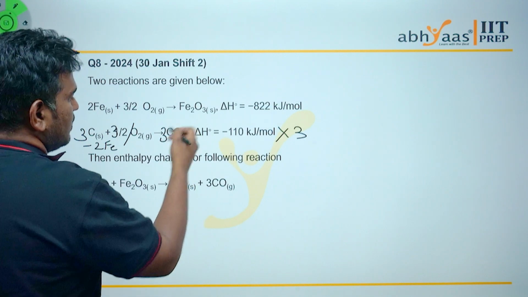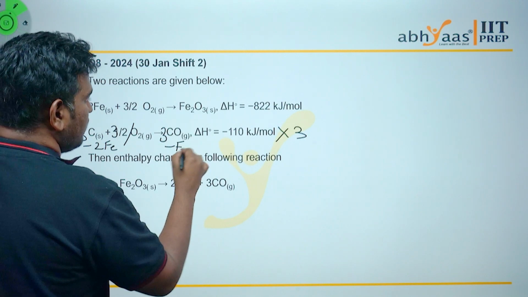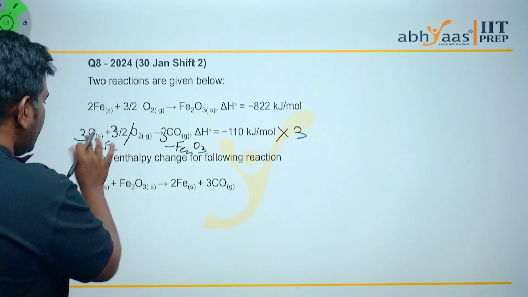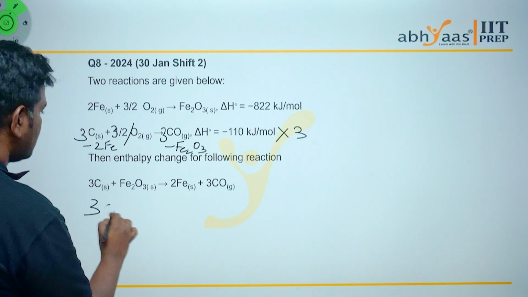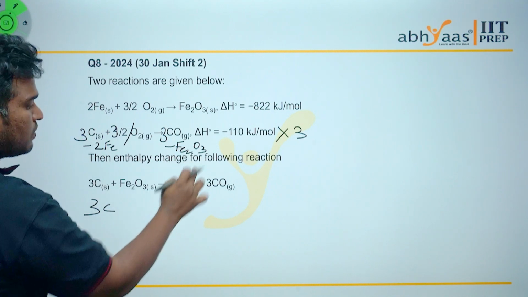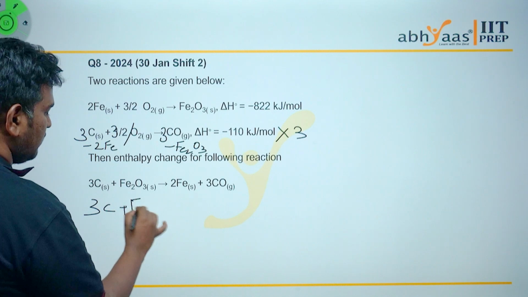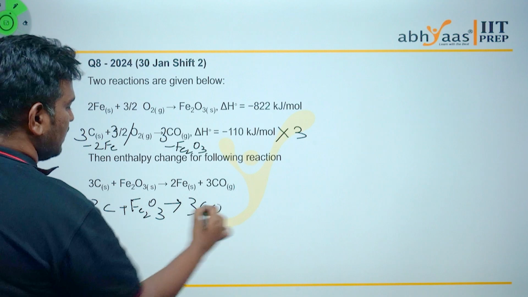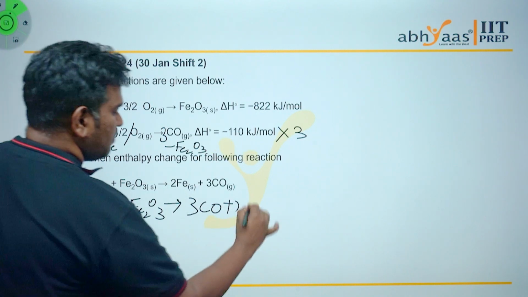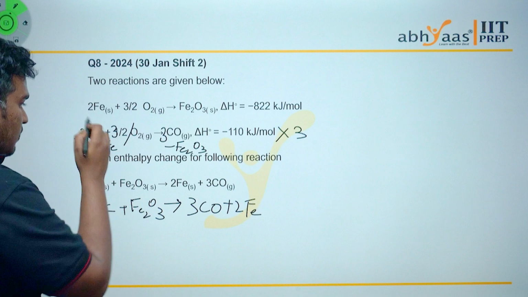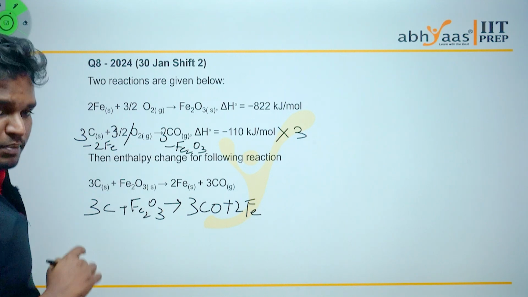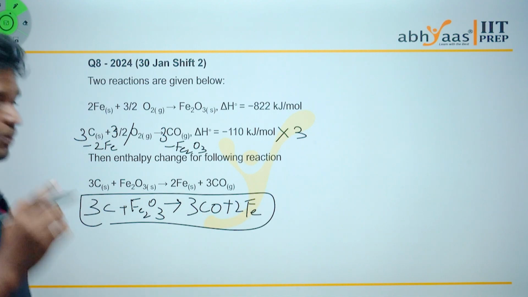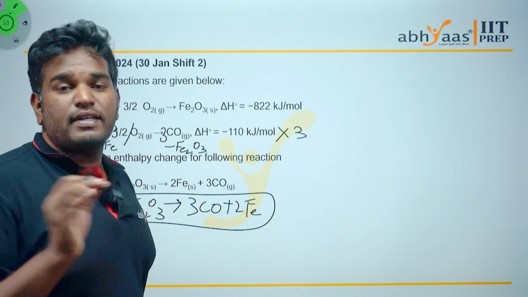Now the right hand side. Here 3CO is there, minus Fe2O3. Now you just rearrange it. Already 3C is there in this particular reaction. I am bringing this Fe2O3 to the left hand side, so it will become plus Fe2O3, giving you 3CO, and I am sending this 2Fe there, so it will become plus 2Fe. You can see that when you do this, 3 into the second chemical reaction minus the first chemical reaction will give you the third one. Is it right? So the same relation we can use for finding the value of delta H.